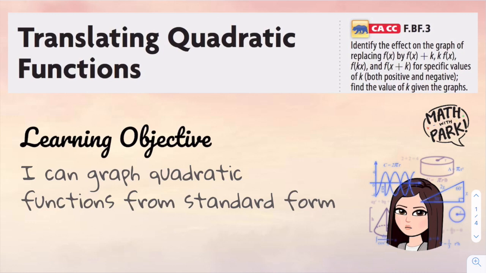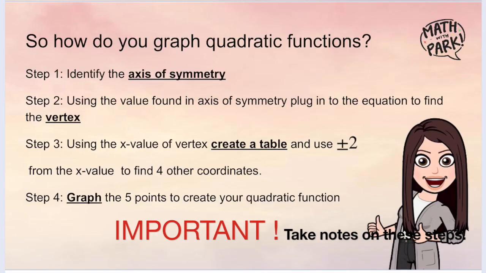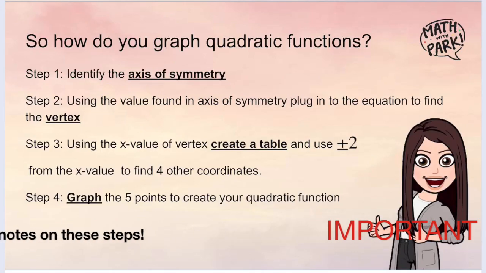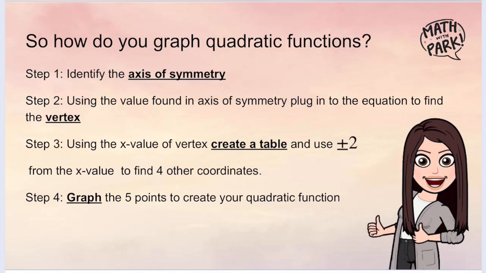So in this video, we will be going over how to graph quadratic functions from standard form. So the first question you'll have is, how do you graph a quadratic function from the standard form? First, what you want to do is identify the axis of symmetry. And to recap, the axis of symmetry is x equals negative b over 2a.